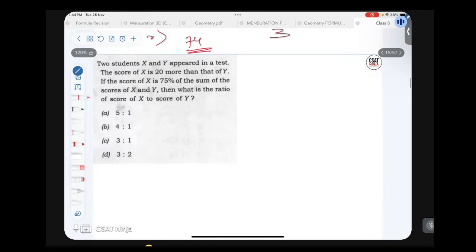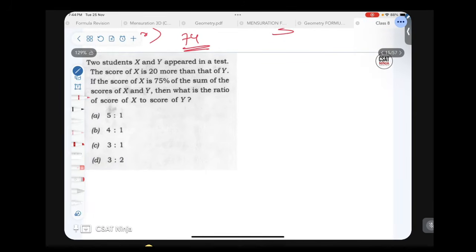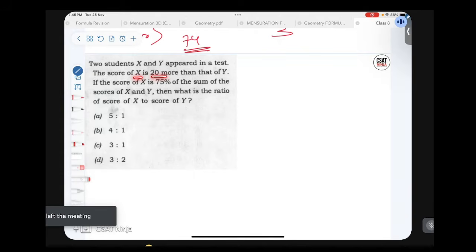The next question here is a question from UPSC PYQ. The question says like this: we have two students. Student X and Y appear in a test. The score of X is 20 more than that of Y. If the score of X is 75% of the sum of the scores of X and Y, then what is the ratio of the score of X to the score of Y?